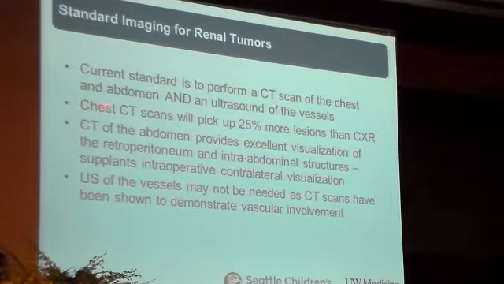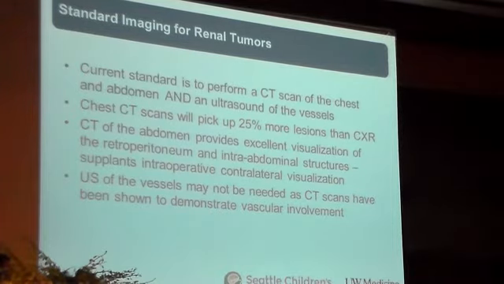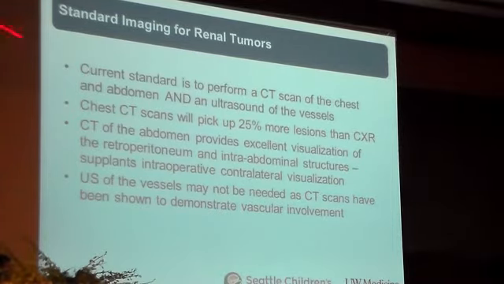What about imaging? The current standard of evaluating kids with renal masses is to first get an ultrasound to confirm that it's a solid mass, because an abdominal mass in an infant or a child can be hydronephrosis or UPJ obstruction, and that's probably the most common presentation. So you get an ultrasound to make sure that it's a solid tumor. So we're talking about solid tumors.